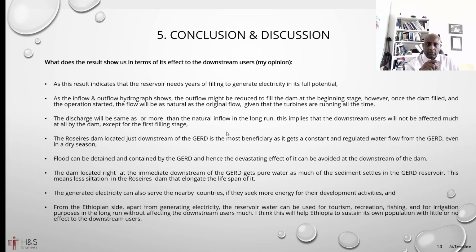It is an advantage even for the dam that exists at the downstream side of the GERD dam, the Rosaries Dam, a Sudanese dam. That dam will get pure water because most of the silt load will be settled in the GERD reservoir, and the water flowing to the downstream side of the GERD is sediment free. Why do people do afforestation and even erosion protections, all those things? Simply to give life to the dam, to minimize the siltation problem. Now the downstream dam has no more silt-laden water.